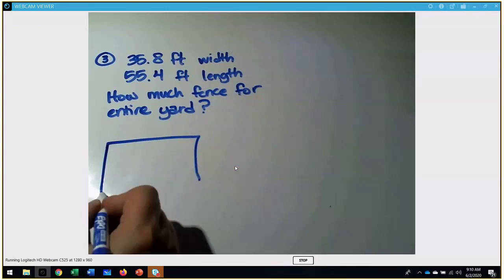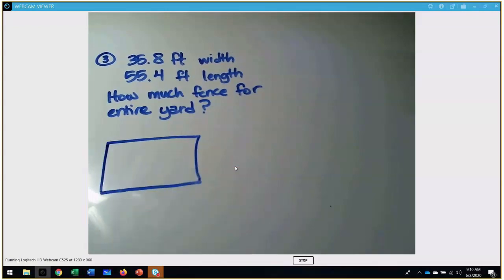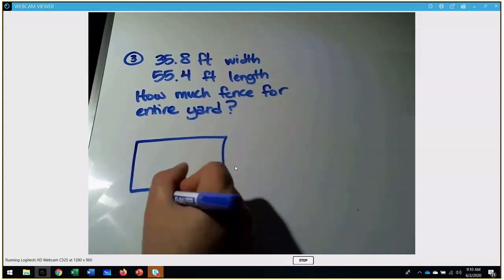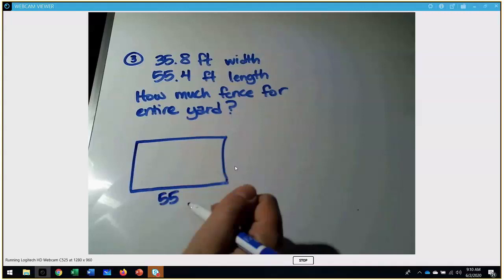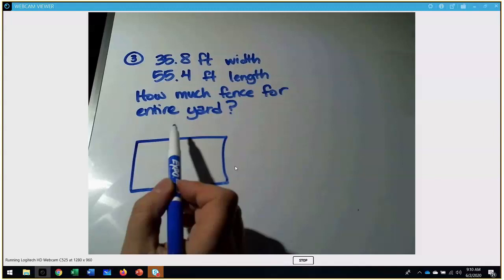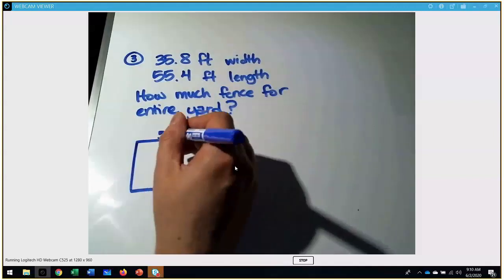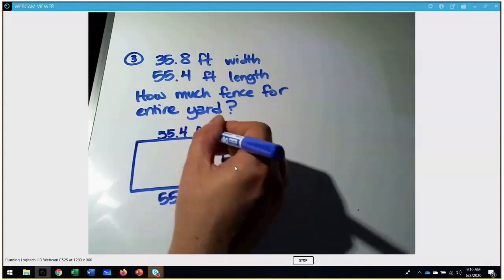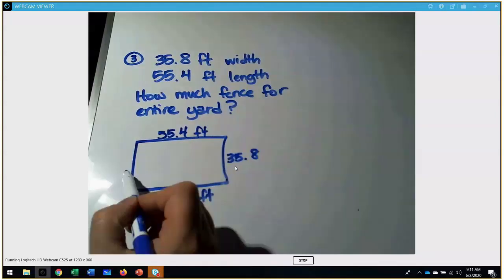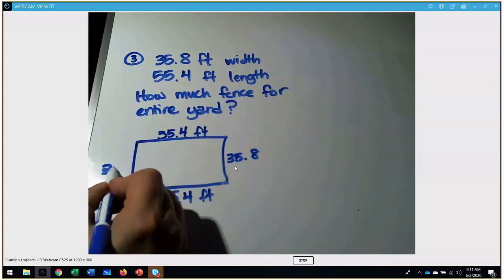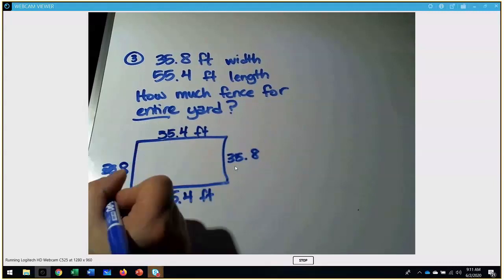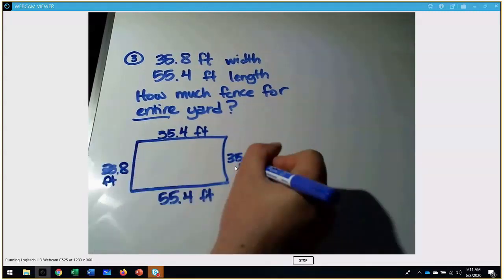So for other people, it might be easier to see what he's talking about visually if you draw it. What he's saying is if this side is 55.4 feet, for example, then this one is too, so there's 2 of them. If this one is 35.8, so is this one, so there's 2 of them also. If you need to enclose the entire yard, which is part of the key to this problem, you have to make sure that you include all 4.